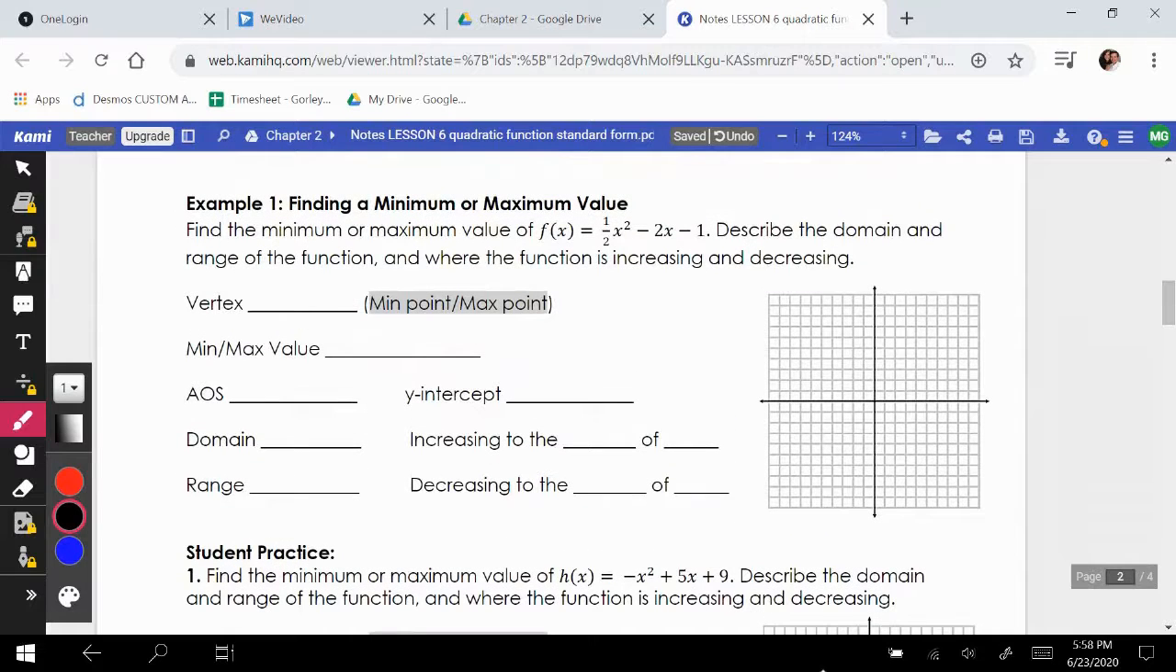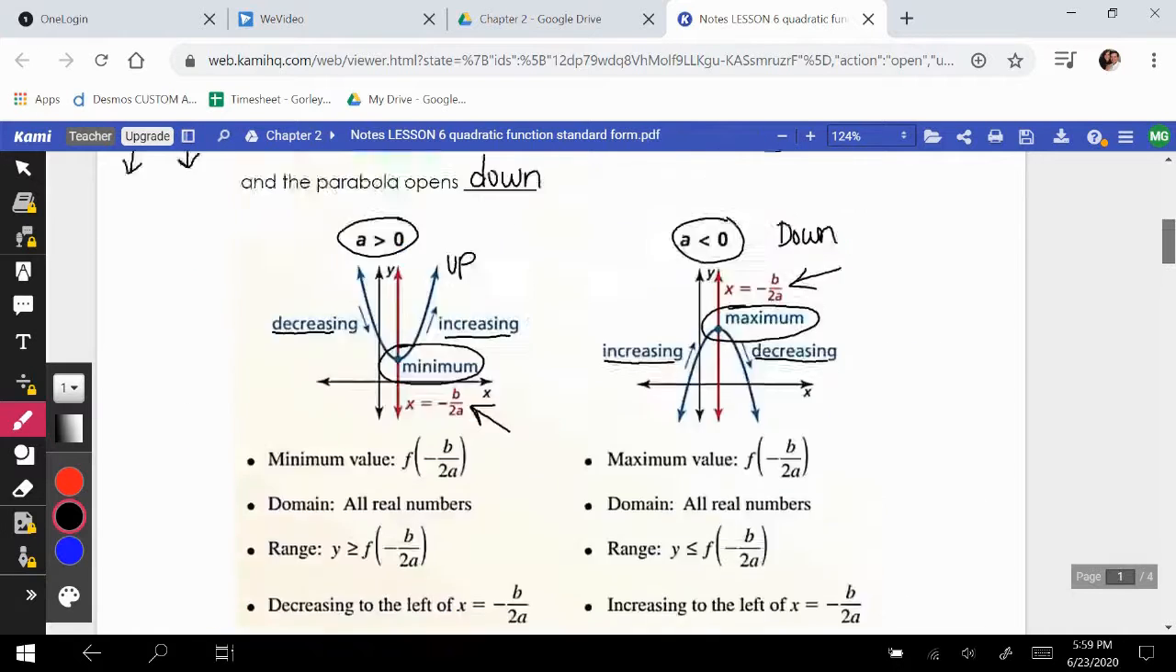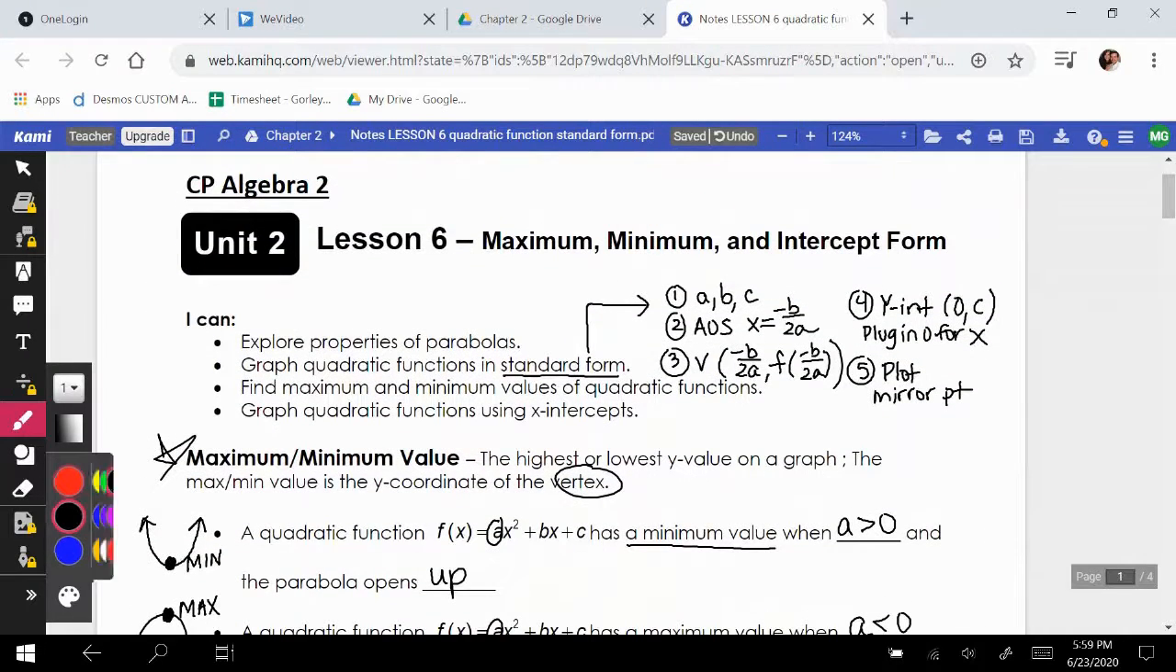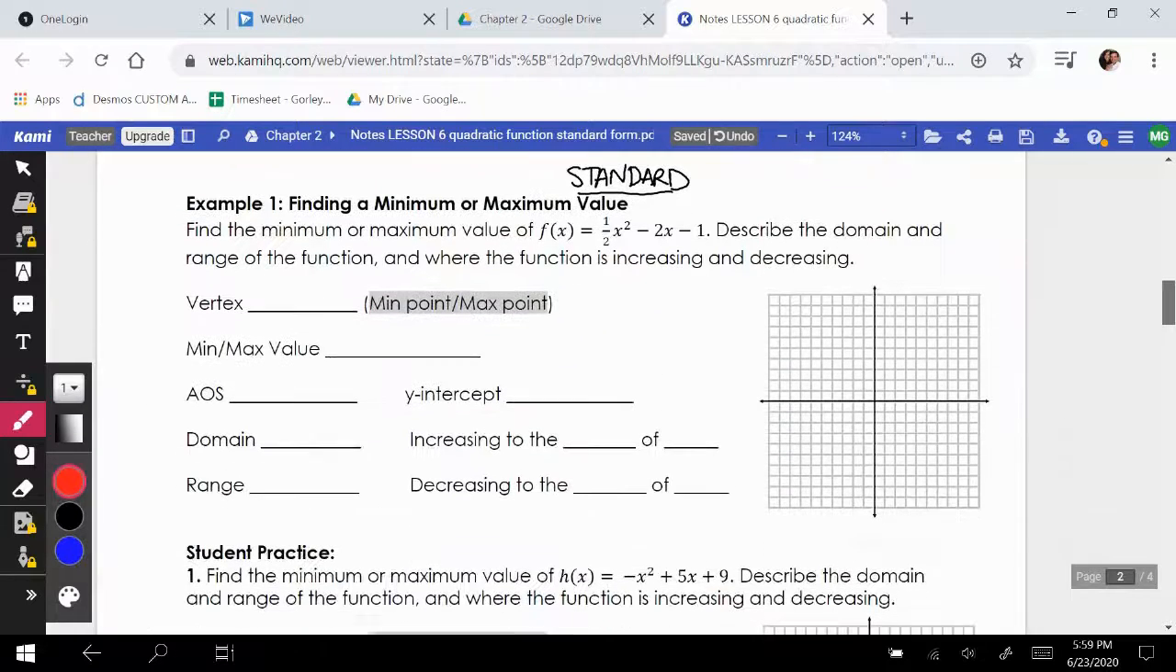In example 1, we're going to work on finding the maximum or minimum value. To find the minimum or maximum value of the function, the first thing that we have to do is graph the function. Now, this function is written in standard form, so I'm going to use that 5-step process that we talked about last class. Remember, the first step is to identify your a, b, and c values. So just looking at this, I can see that my a value is 1/2. My b value is going to be -2. And my c value is going to be -1.